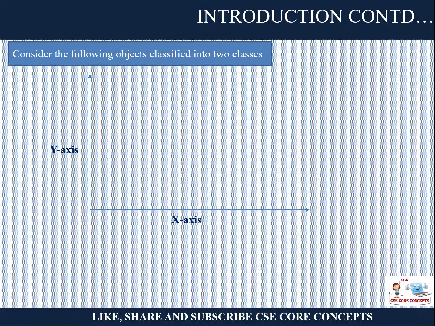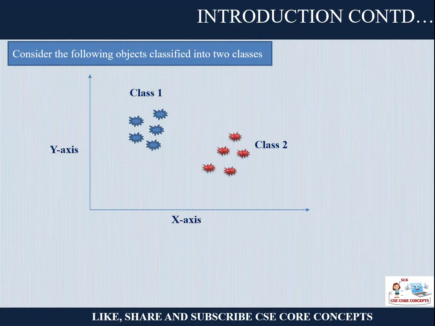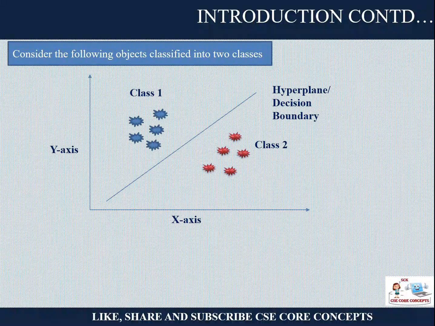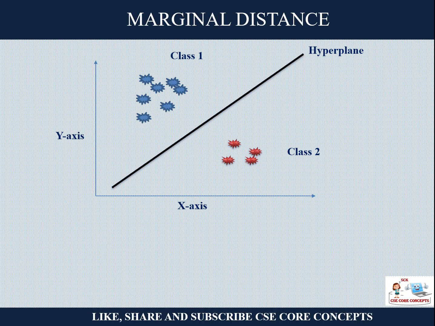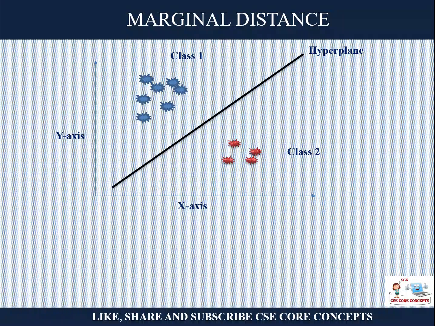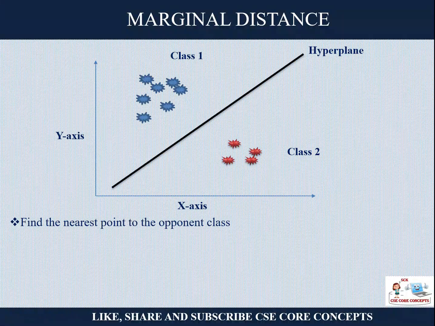Now, here let us consider two classes. We have a two-dimensional plane, x and y. Some of the data points belong to class 1 and some of the data points belong to class 2. These two sets, class 1 and class 2, are separated by a boundary. We call this boundary the decision boundary, or it is also called a hyperplane. So you have two classes and one hyperplane dividing the data into two classes.